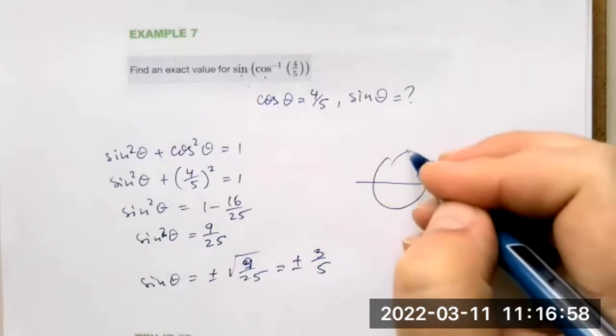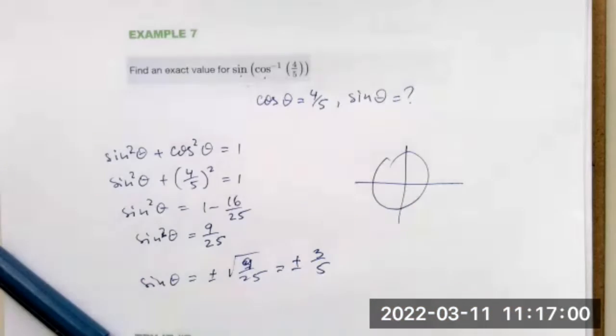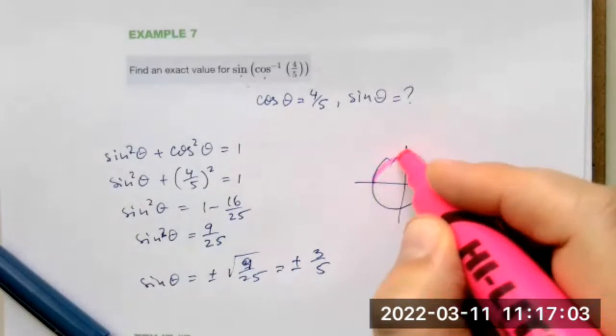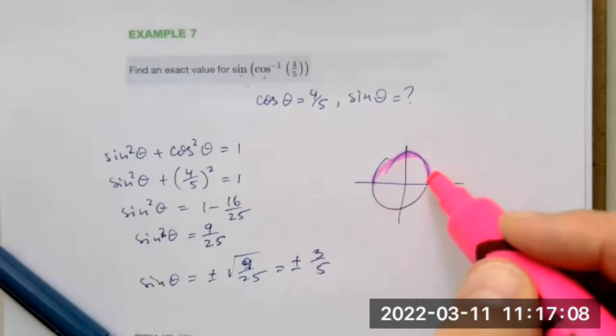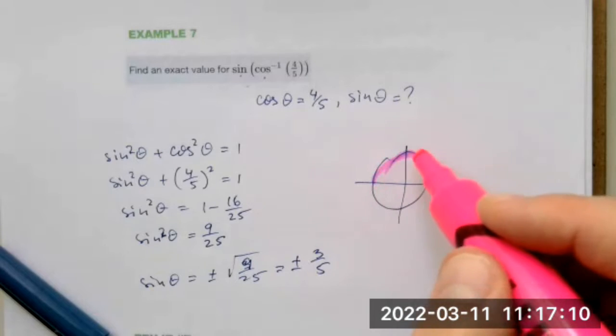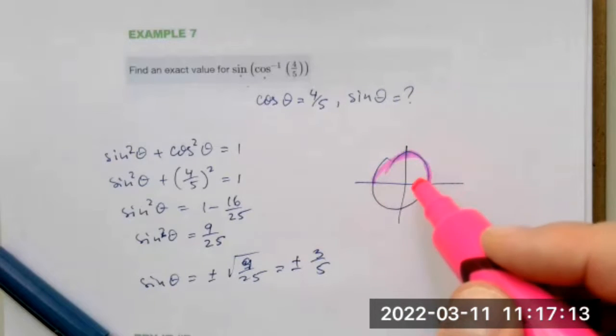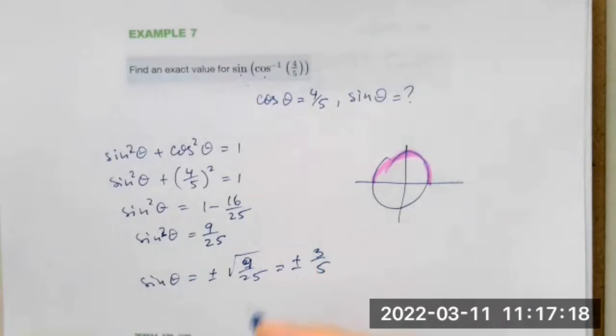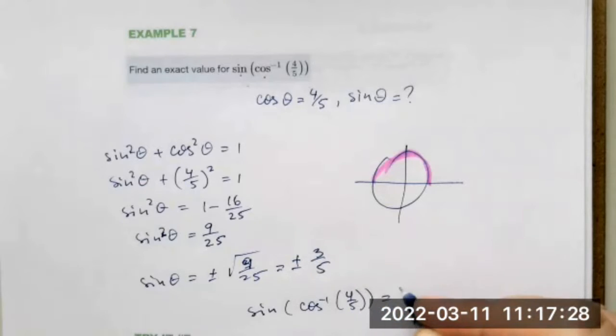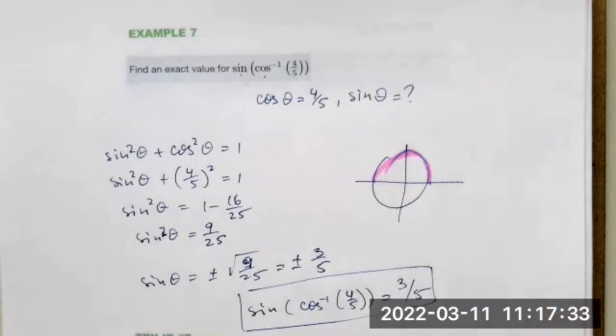And we know that the range of the inverse cosine function is the top half of a circle. So our angle is in the top half, and all the sine values there are positive. And that is why when we select the solution to this problem, we're going to say that sine of the angle, cosine inverse of 4/5, is the positive 3/5. That's your answer.